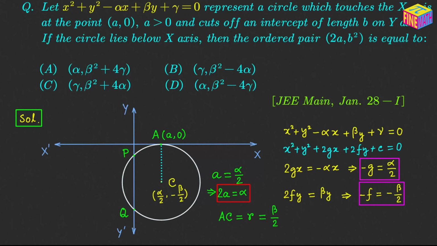The absolute distance between A and C, that is actually positive half of beta. The radius has to be a positive quantity. So I have noted that r is equal to half of beta. Now let's also quickly find out what is the radius of this circle.